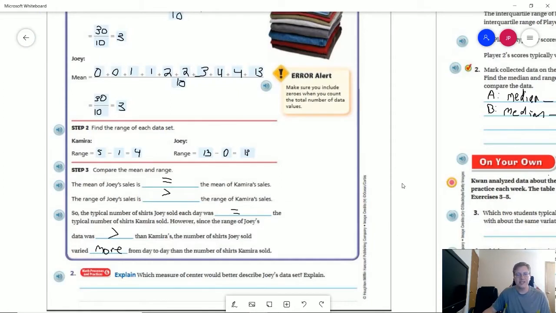All right, so let's take a look at number 2 at the bottom. Which measure of center would best describe Joey's data set and explain? And so we can work with all 3 of these options. Now, only one of them is going to be the best. So our mean actually works out really well. It would represent the average. And many of the data values are close to that.